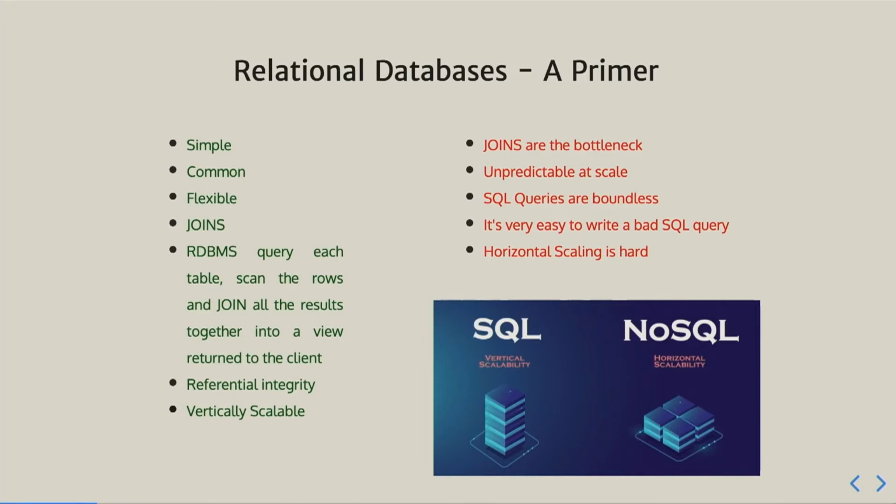And their flexibility comes through the use of joins. So you create your data in different tables. You might have a students table and a classes table. And then whenever we query that database, it finds the rows in each table, scans them and decides which ones to join together and then returns them to the client.